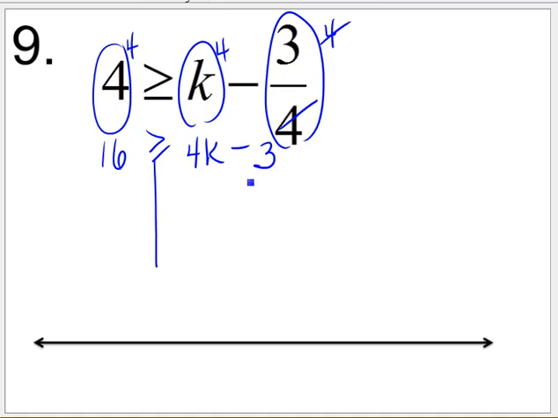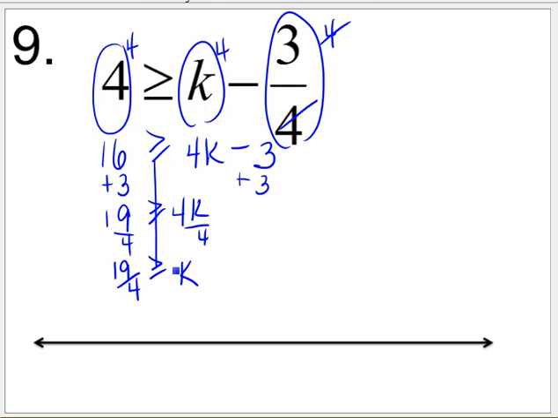I'm going to split this down the middle, and I end up having to add 3 to both sides, which gives me 19 is greater than or equal to 4k. Divide by 4 on both sides, and I end up with k. Bring down my sign, and I have my 19/4. K is not on the correct side for just shading purposes, so what we're going to do is flip-flop the k and the 19 over 4 around. This now says k is less than or equal to 19/4.